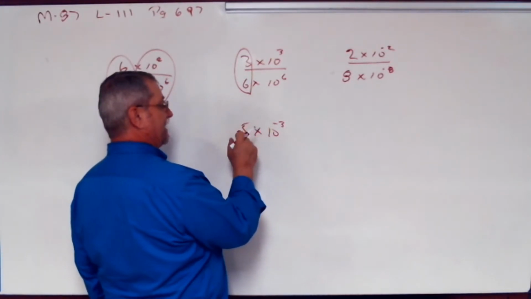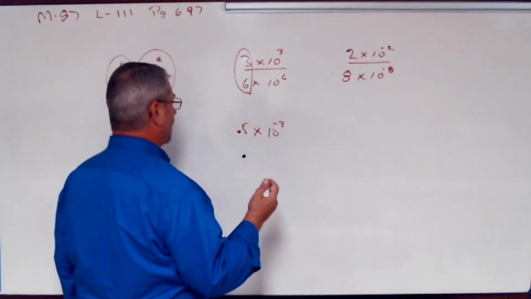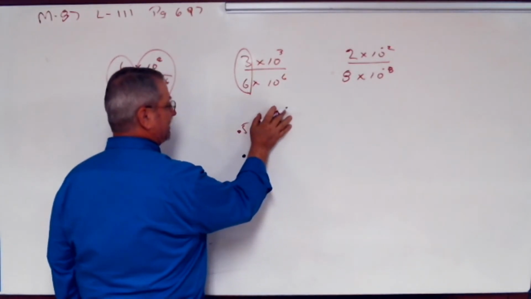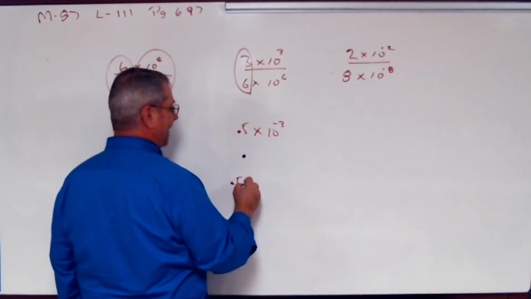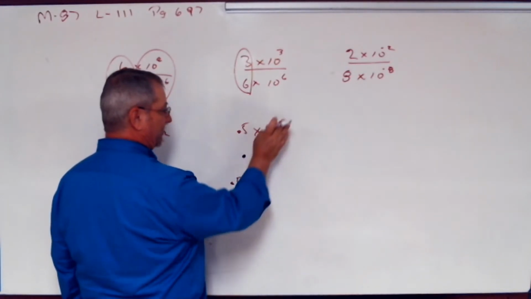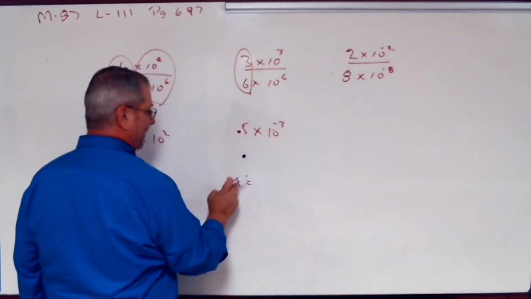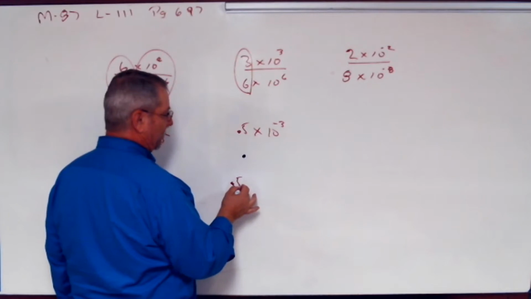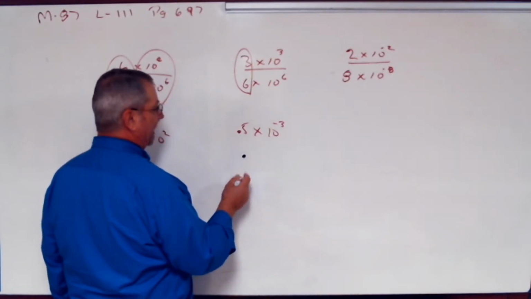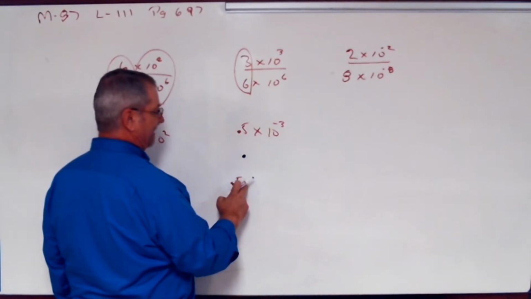So what you do, guys, again, it's so hard to get you to do this. Forget about this part for a minute. Forget about it. 0.5 is not in scientific notation. I don't care about that. I want this. To make this into scientific notation, I have to move the decimal one place over here. Okay, I'm starting with a decimal number, so I'm going to have a negative exponent.